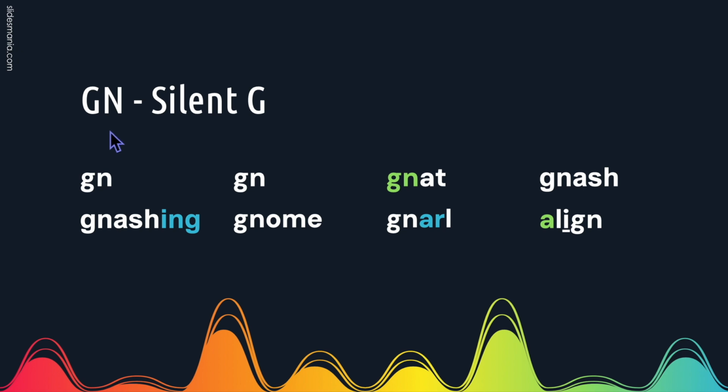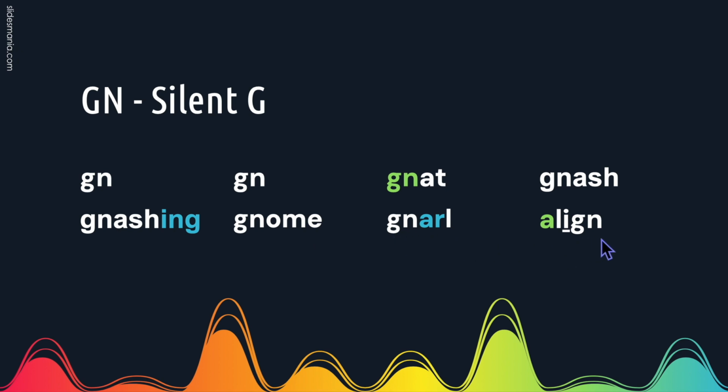If you start a word with G and N, the G will be silent. So this sound is n. Gnat, gnash, gnashing, gnome. AR says R, gnarl.